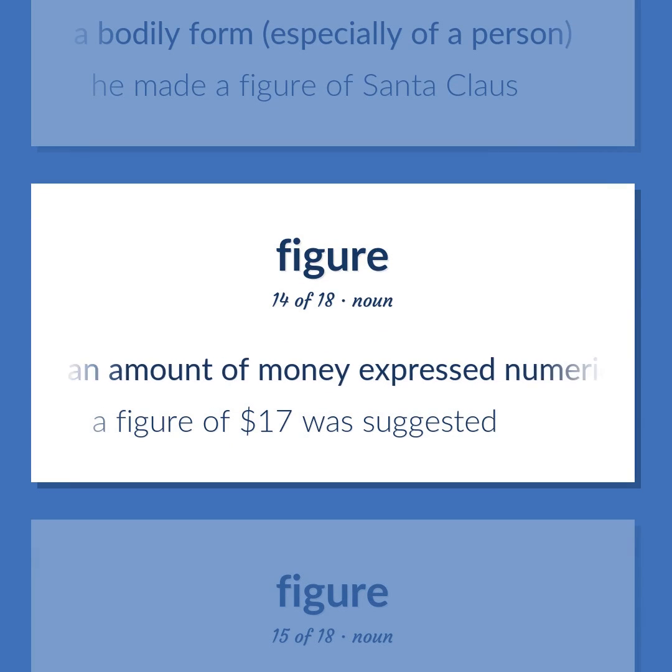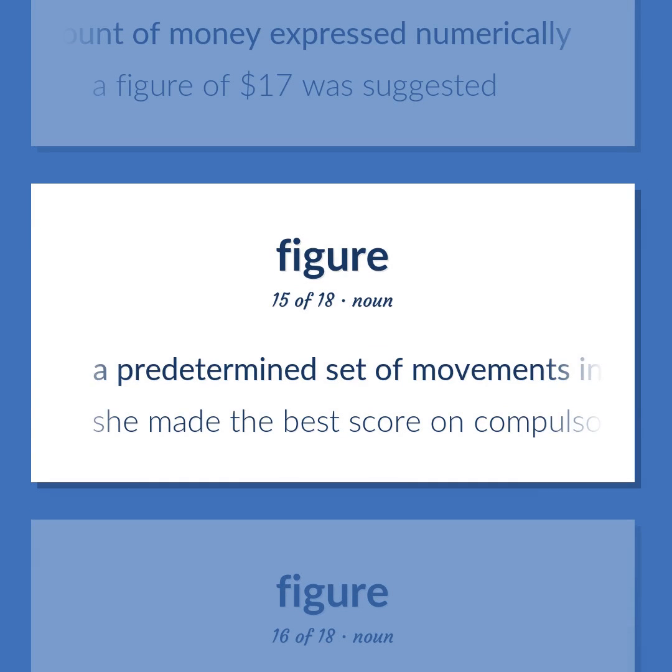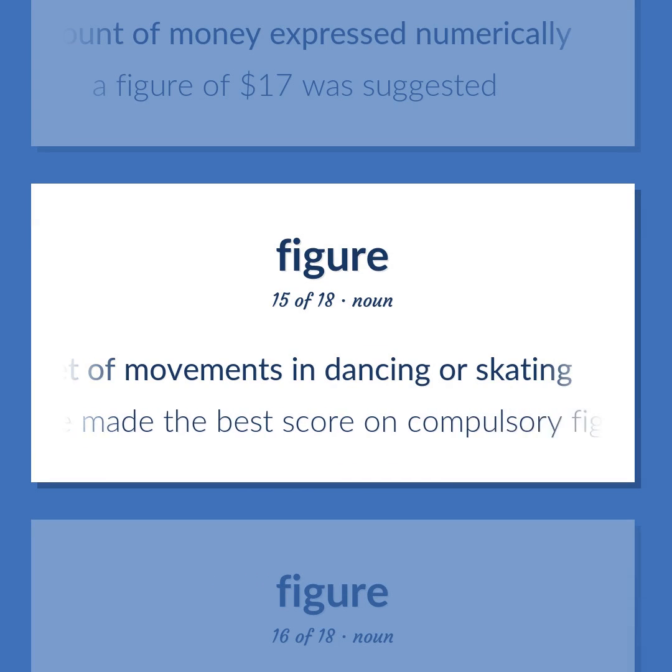An amount of money expressed numerically. A figure of $17 was suggested. A predetermined set of movements in dancing or skating. She made the best score on compulsory figures.